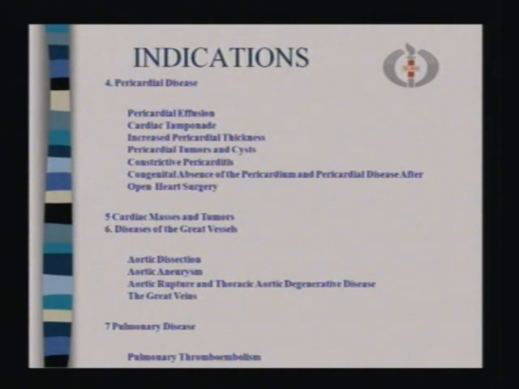Then those patients with pericardial diseases, you have patients with effusion, whether the patient has cardiac tamponade or not, how much is the effusion, whether there is pericardial thickness, whether there is constrictive pericarditis, for those patients for pericardial tumors and cysts. Then those with congenital absence of pericardium and pericardial disease after open heart surgery. There are patients with cardiac masses and tumors. Then diseases of great vessels, aortic dissection, aortic aneurysm, aortic rupture, thoracic aortic degenerative diseases, and the great vein diseases.